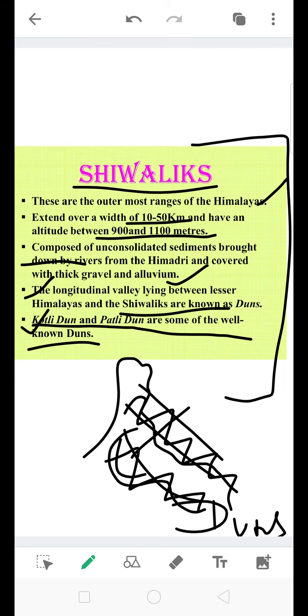So we have three ranges. The very first we studied about the Himalayas, that is the major Himalayas. Then we have the Greater Himalayas or the Himadri range. Then we have the Lesser Himalayas, and then the Shivalik. In the next video we will be covering the northern plains.